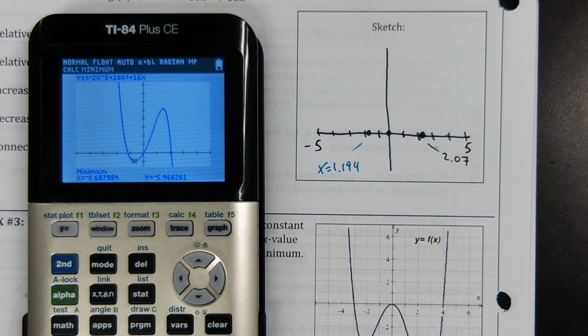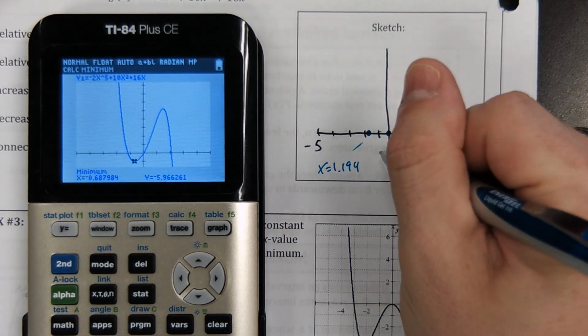Why does it ask you to guess before it tells you? Because there could be more than one minimum in that zone. And it wants to know specifically which one you're looking at. So the programmers made sure they took away your ability to accidentally have two minimums in one place by saying, get close to the one you care about. Usually there's only one there, right? But that's why. Okay.